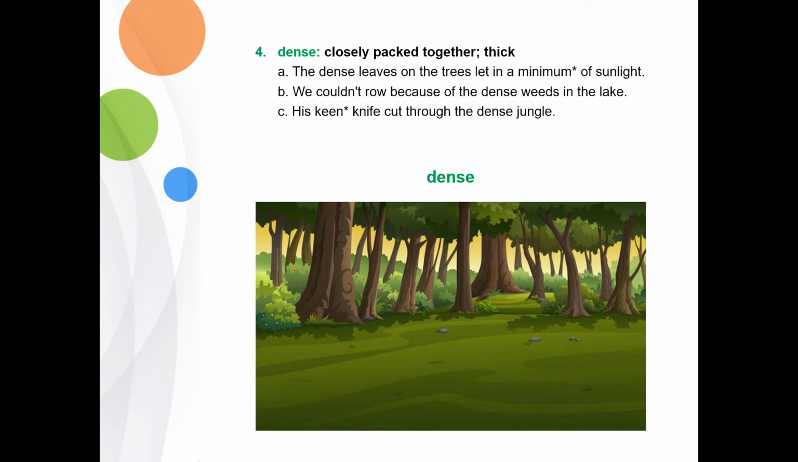Dense means closely packed together or thick. Examples. Number 1. The dense leaves on the trees let in a minimum of sunlight. Number 2. We couldn't row because of the dense weeds in the lake. Number 3. His keen knife cut through the dense jungle.